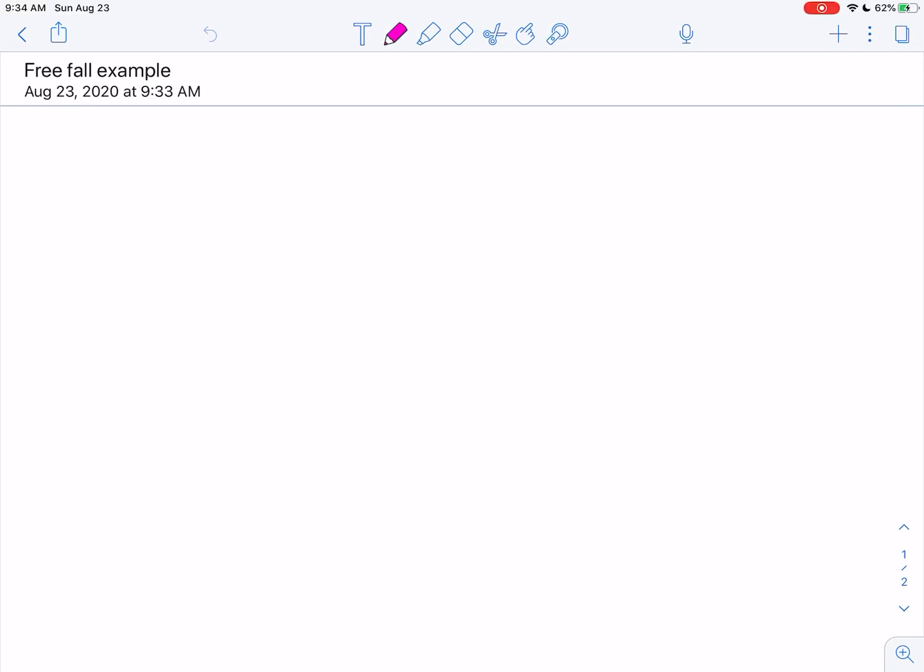Okay, this is the basketball free fall example problem from week 4. So let's take a look at what it says. A basketball dropped from rest 1 meter above the floor rebounds to a height of 0.67 meters. Assume the ball is not moving horizontally.